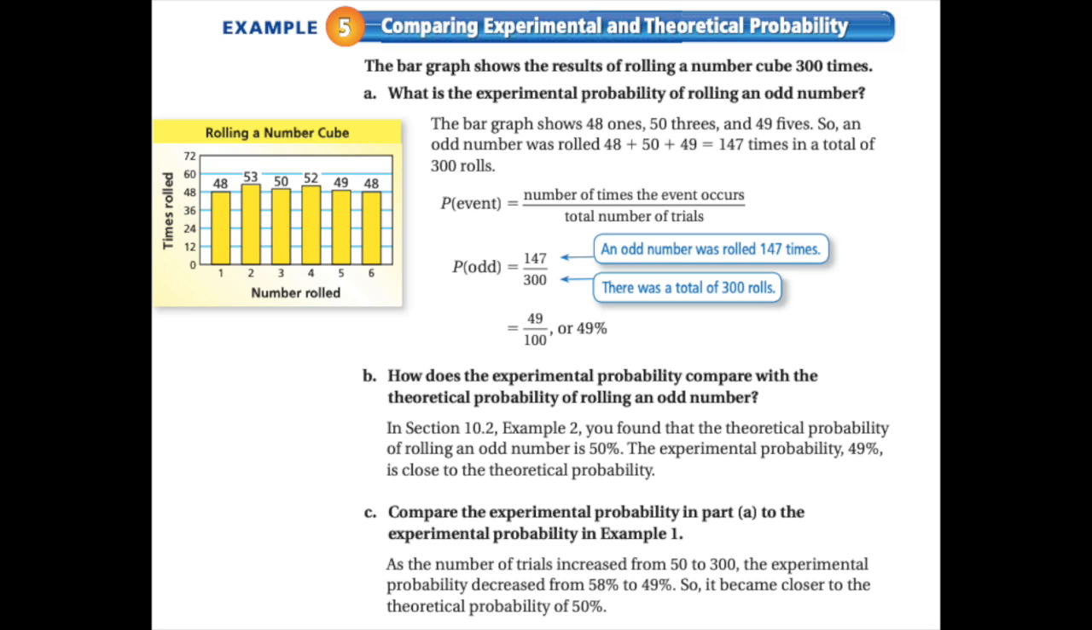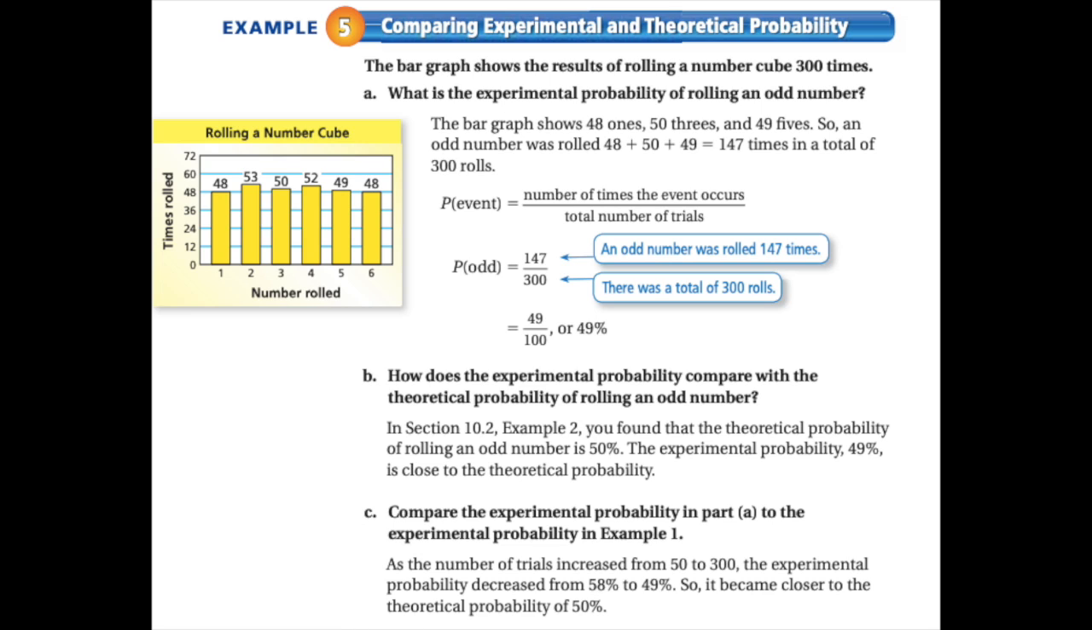Looking at letter B, it says, how does the experimental probability compare to the theoretical probability of rolling an odd? So here we want to compare. So we can look back at example 2, or we can even just do the theoretical probability right now: odd numbers 1, 3, and 5, that's 3 out of 6 possibles equals 1/2, which is 50%. So we end up comparing 49% to 50%. They are pretty close.